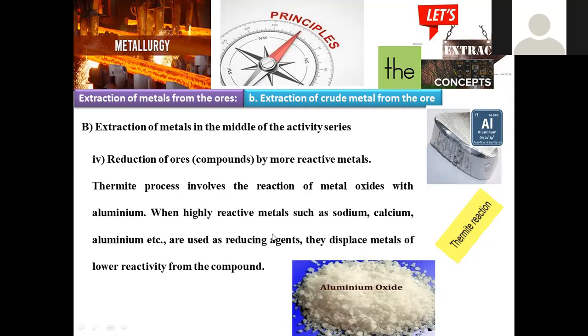Here, when more reactive metals are there, what method do we have to follow? The thermite process involves the reaction of a metal oxide with aluminum. In the thermite process, in general, the reduction is possible by the reagent called aluminum. When highly reactive metals such as sodium, calcium, and aluminum are taken, the reducing agent displaces the metal of lower reactivity from the compound.